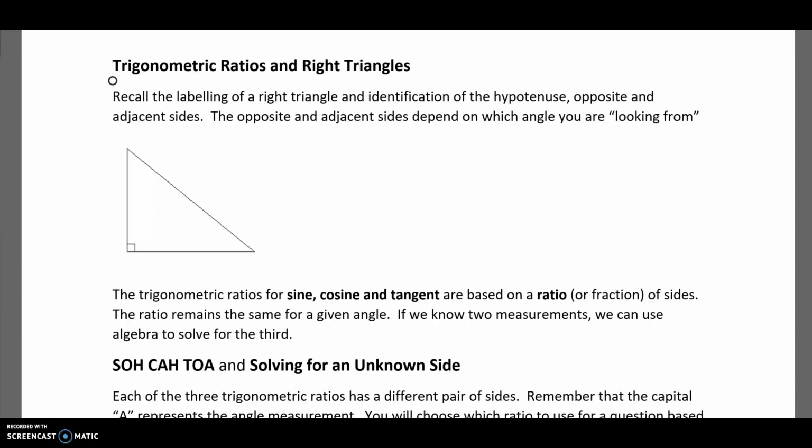We're going to look now at some more tools for solving for unknown values in a right triangle, and these are called the trigonometric or trig ratios. And we can use these when we have specifically a right triangle.